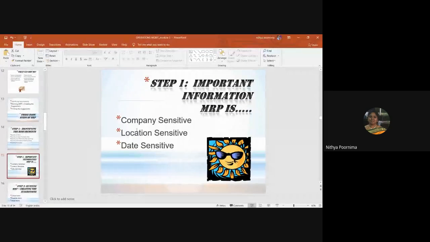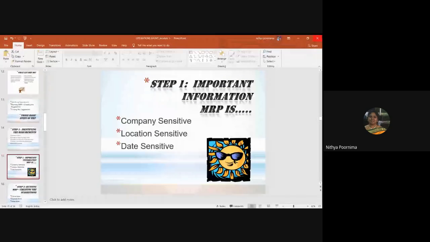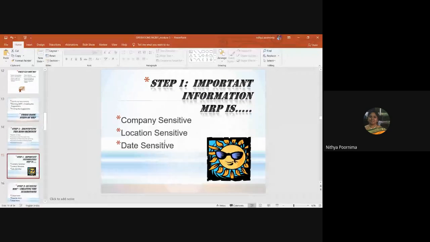Therefore, you should know the company sensitivity, the location sensitivity, and the date sensitivity. If after manufacturing, within a week only, the product has lost its value, then there is no point in producing it and carrying out the entire process, right? So we should work on all these things as well.